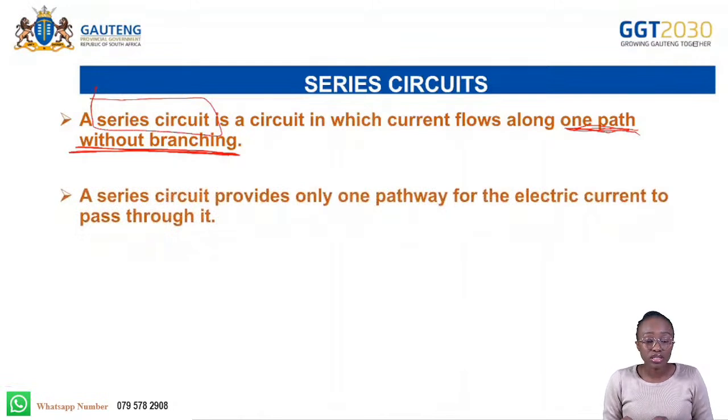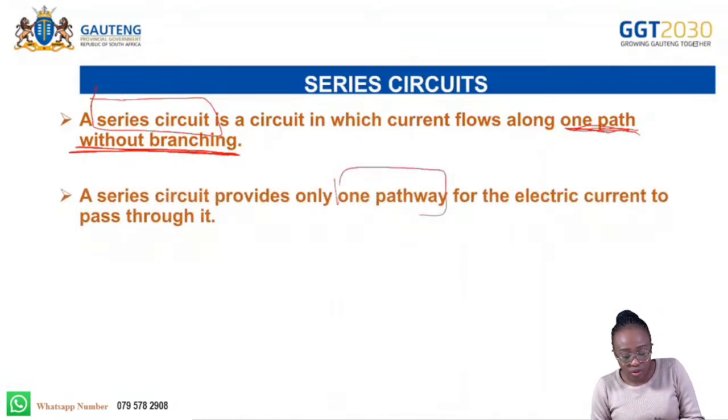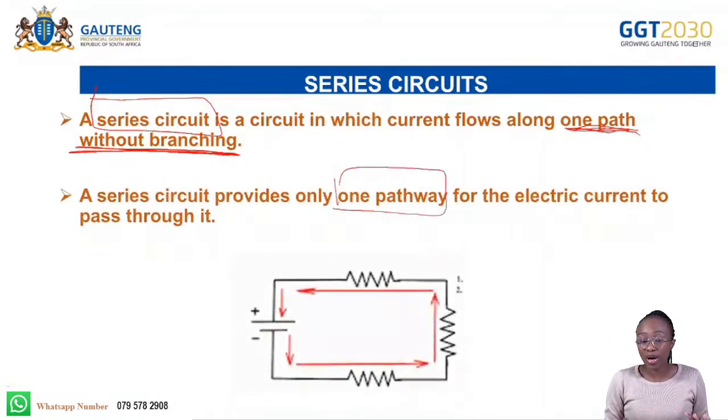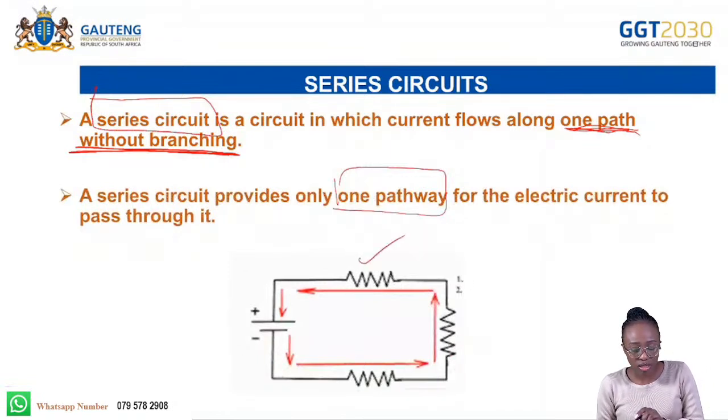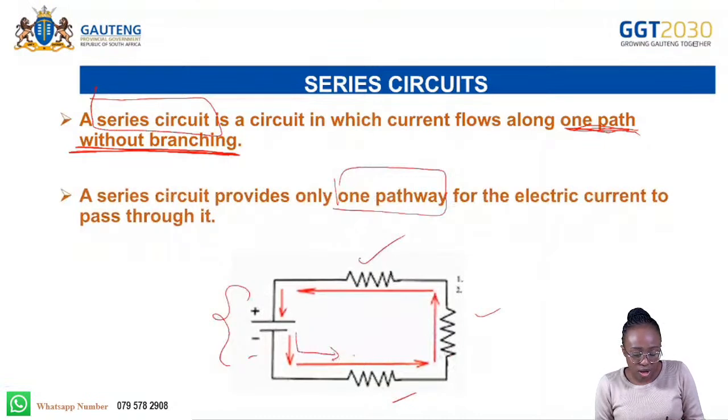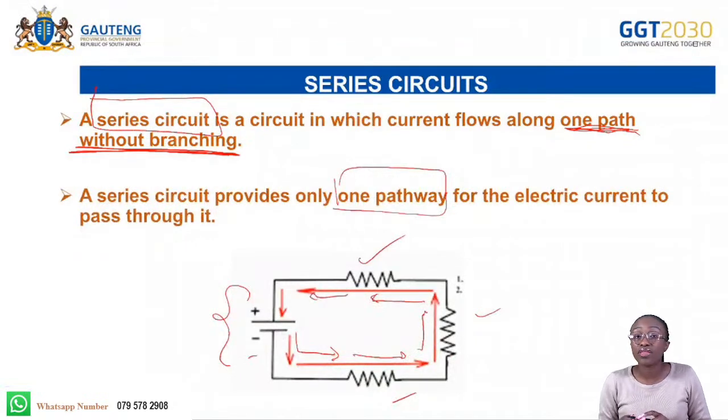So a series circuit provides only one pathway for the electric current to pass through it, so there are no other pathways. If we look at this diagram that I've just pulled up, this is a circuit. We've got resistor 1, resistor 2, resistor 3, and we've got our power source or our energy source. So our current is flowing in one pathway. There are no other branches, no other routes, no other alternative pathways.